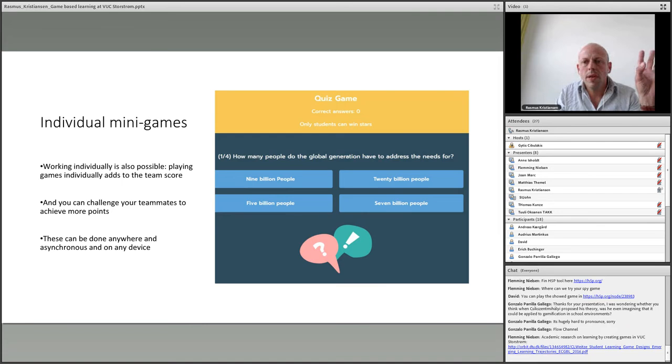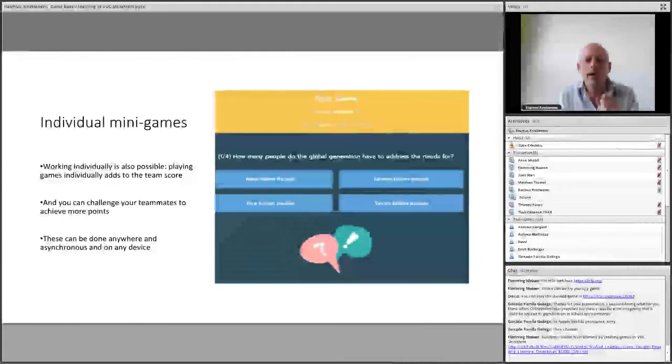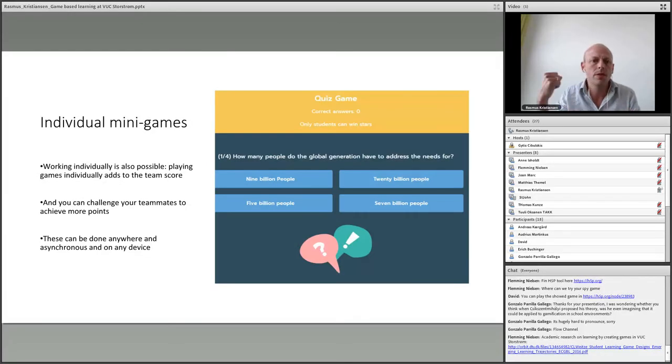So you have your team-based structure where you get points from assignments you do in class, but you can also do individual mini games, and you can do them anywhere at any time on any device. And the more games you play, the more points you make for your team, but you can also challenge the rest of your team to achieve more points. So this is to try to motivate students to keep on trying the game. As Anne also said in the beginning, we can fail up to 80% of the time, and yet we still keep playing those games. So this is integrated into the learning management system, this team-based points system.